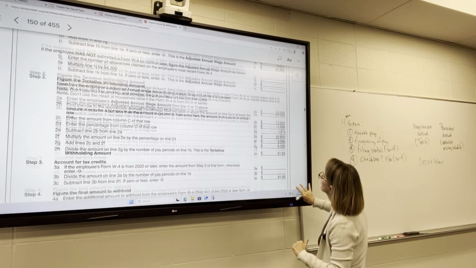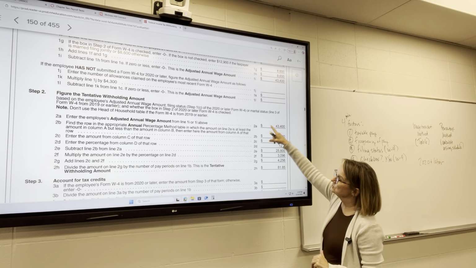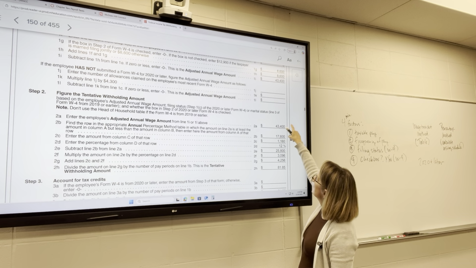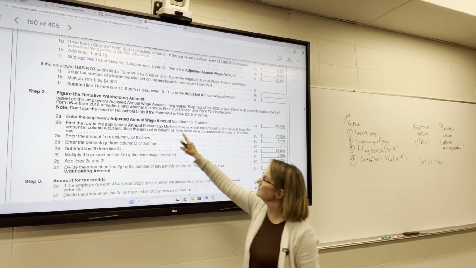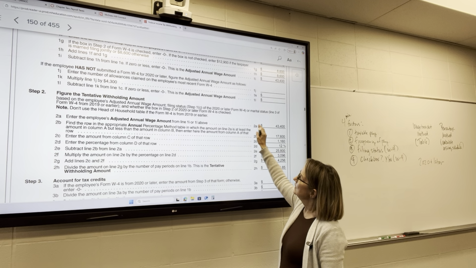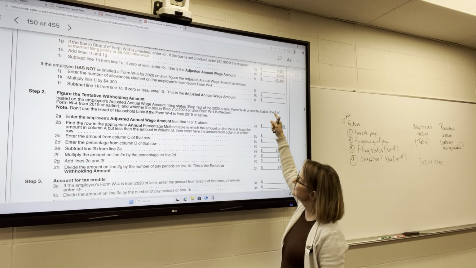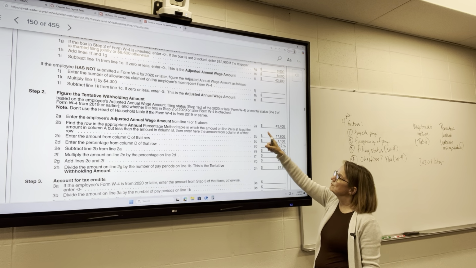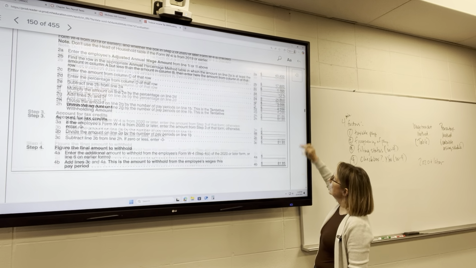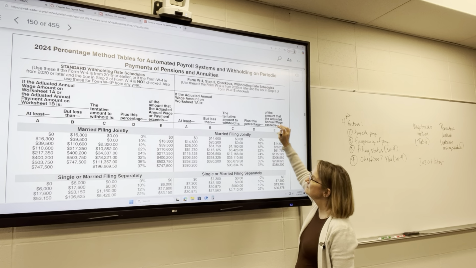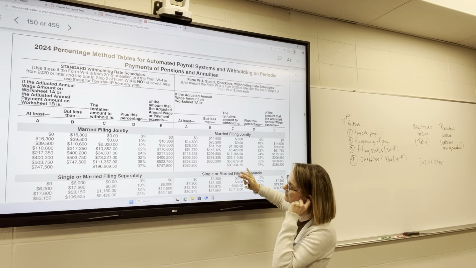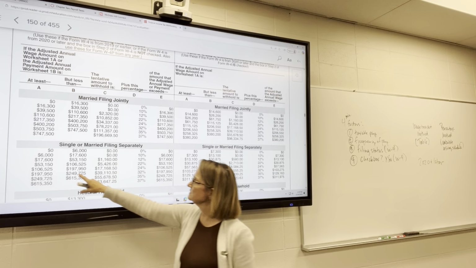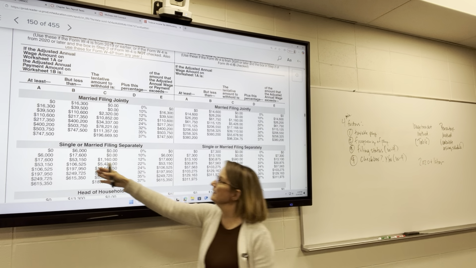So the worksheet takes you through the instructions. We start with that adjusted wage amount, which was adjusted up there. And then it tells you to find the row in the appropriate annual percentage method table in which the amount on line 2A is at least the amount in column A but less than the amount in column B, and then enter the amount from column A of that row. So column A, 17,600. Where are we here? Oh, maybe it is single. Maybe this person is single. So 17,600. So that's column A.